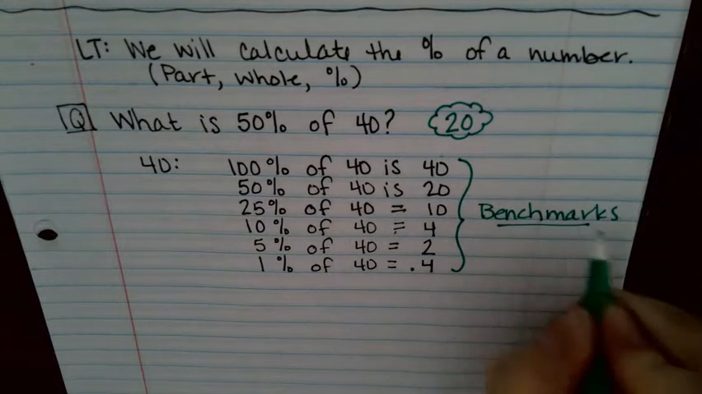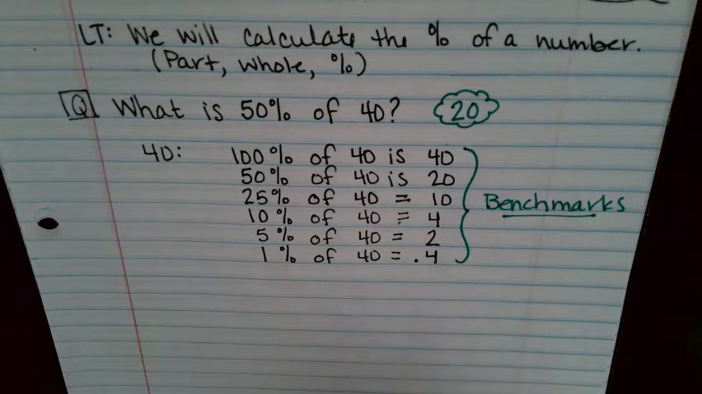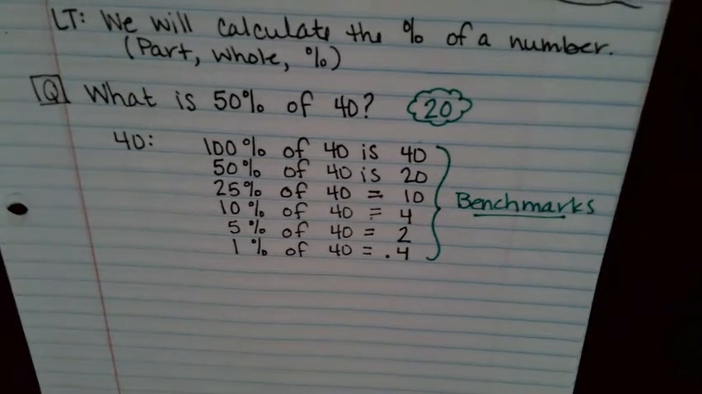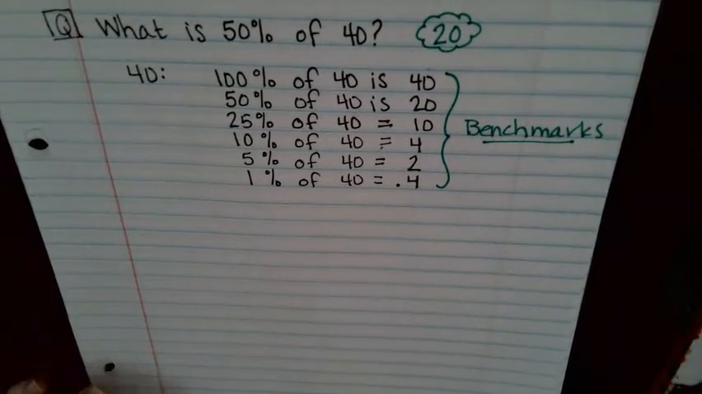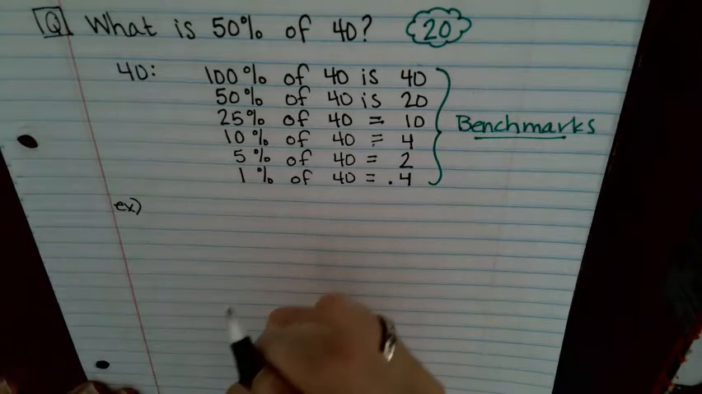Okay. They are numbers that we can easily calculate in our brain. We can use benchmarks to find other percents of 40. So let's try this. Here's another couple examples, okay?